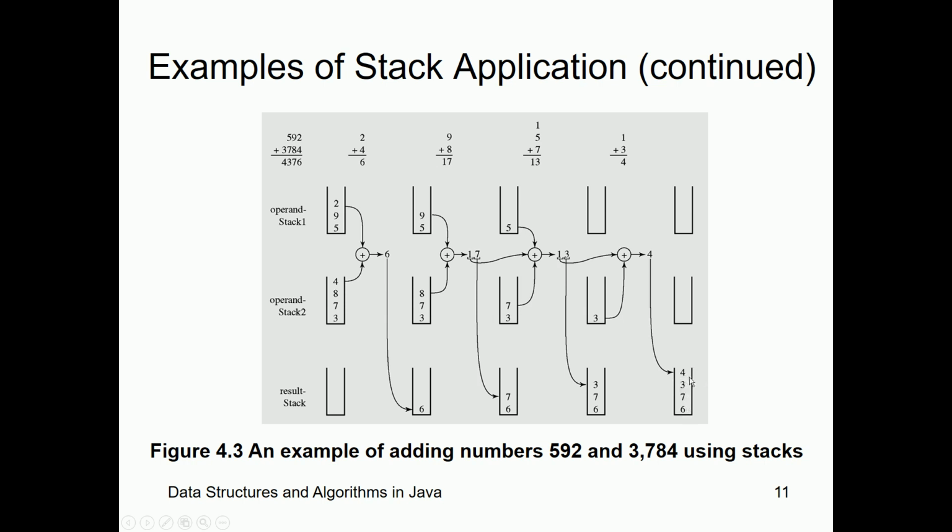So the result is, but when you read the result, you don't read it the same way that you entered the values, because the result is inverted. We put the rightmost number first, while here we put the leftmost number first when we initialize the stacks. So to read this, it is 4,376, while here we read 3,784.